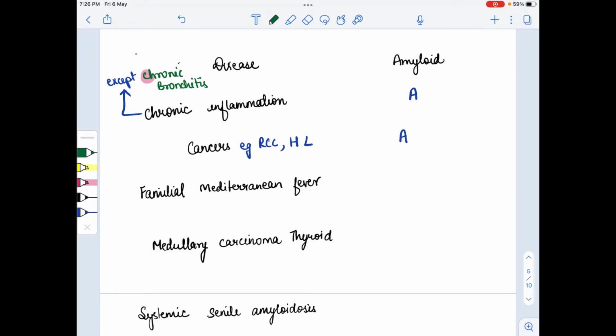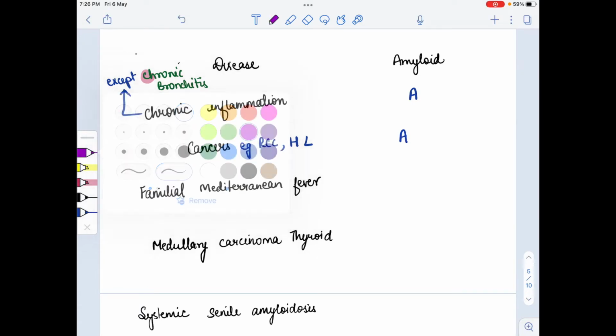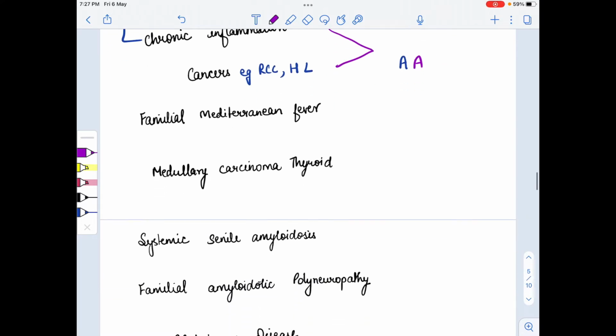Now we have to learn which form of amyloid is going to deposit. In chronic inflammation and in cancers, the AA type of amyloid gets deposited. AA means amyloid associated. So in both these conditions we have AA type. Now in familial Mediterranean fever, which is also a fever, AA type of amyloid also gets deposited.